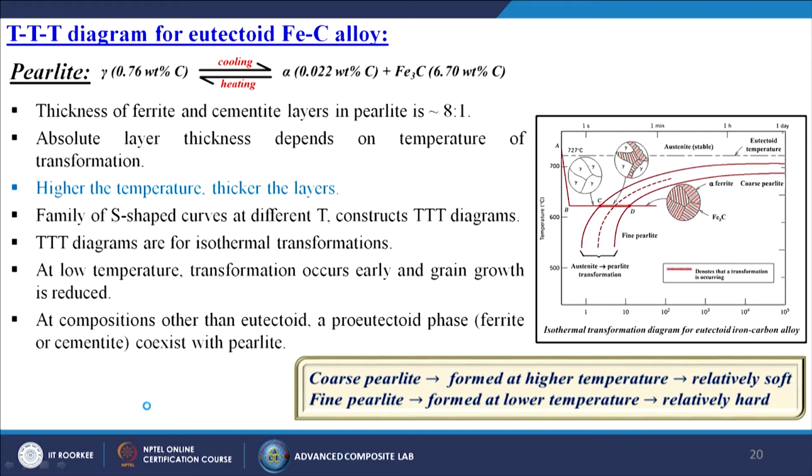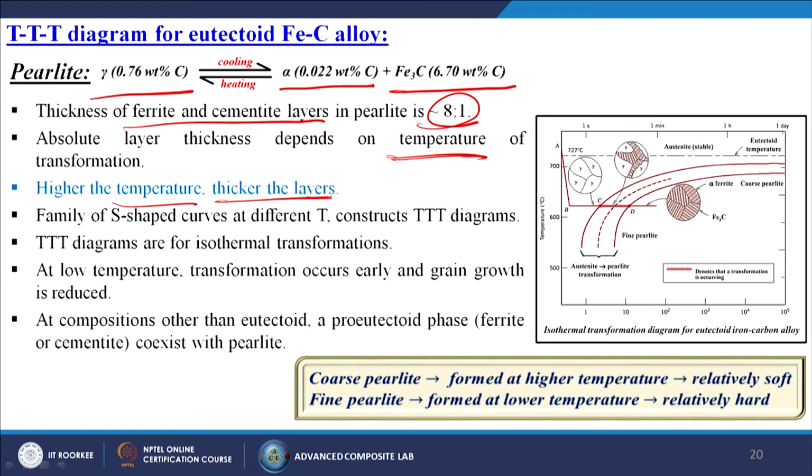Now, again we are going to discuss the TTT diagram for the eutectoid iron carbon alloy. Pearlite, which is gamma having 0.76 weight percent C, either heating or cooling, both under certain conditions, gives alpha with 0.022 weight percent carbon plus Fe3C with 6.70 weight percent C. The thickness ratio of ferrite and cementite layers in pearlite is 8:1. Absolute layer thickness depends on the temperature of the transformation. So, you can see in all these cases the temperature is the vital factor. Higher the temperature, thicker the layers.